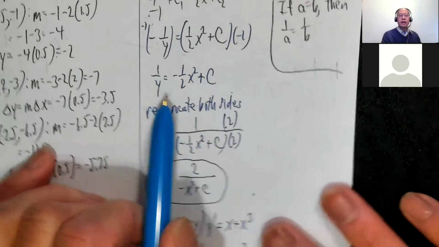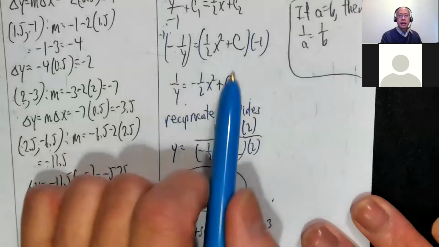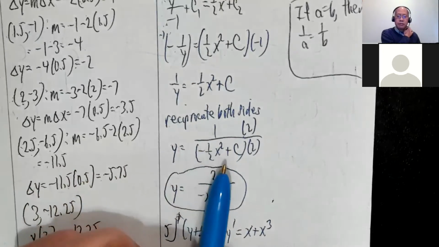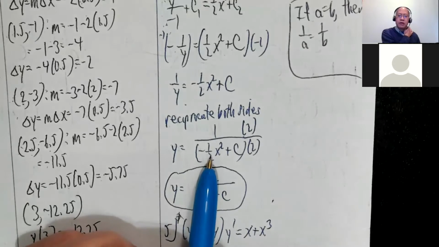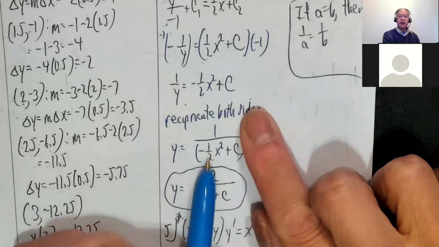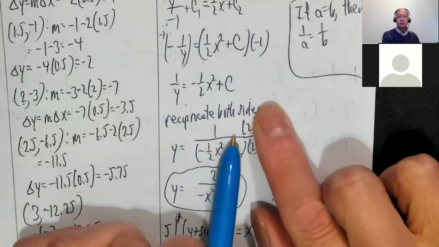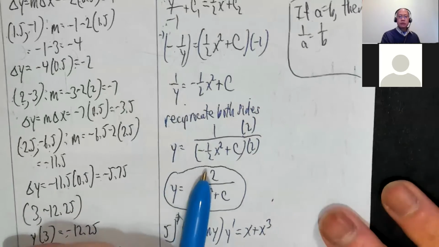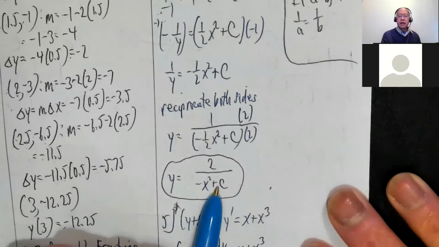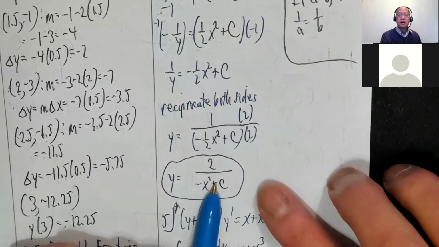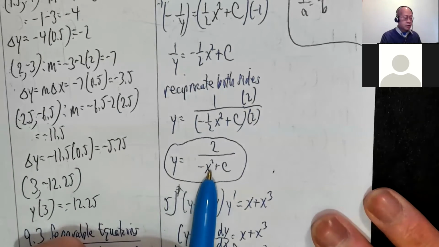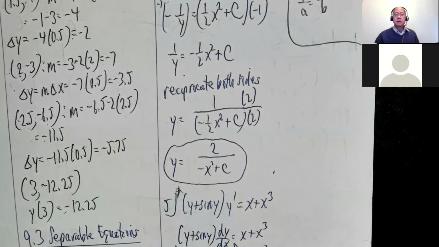So I reciprocate here: y equals 1 over the whole thing, so 1 over -1/2 x squared plus C. That's sort of correct, but you don't usually want to leave your answer as a complex fraction like that. So to clean that up a little, multiply top and bottom by 2. So y equals 2 over -x squared plus 2c. And once again, 2c should be written just as c. So this is my final answer. So y is 2 over -x squared plus c.